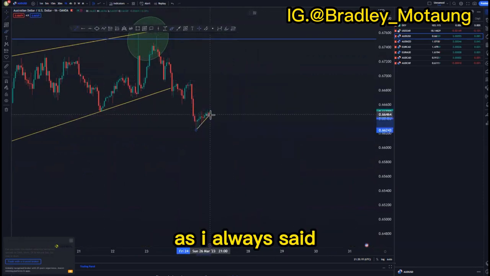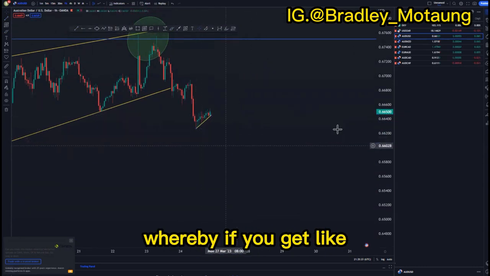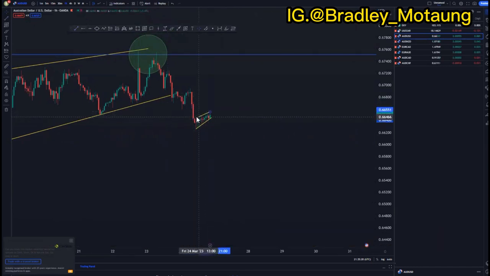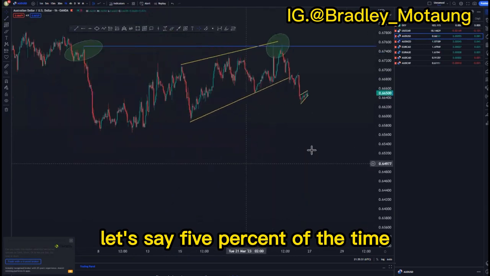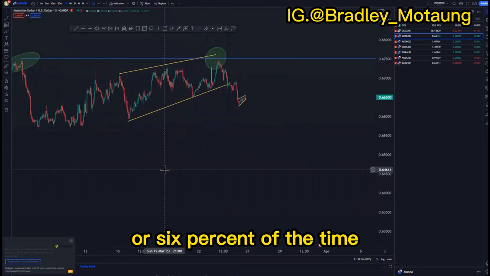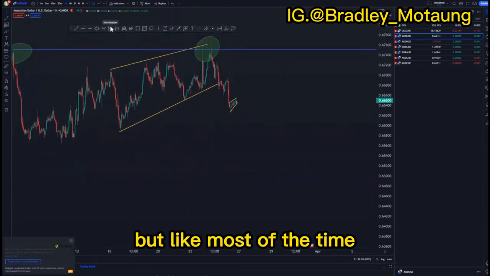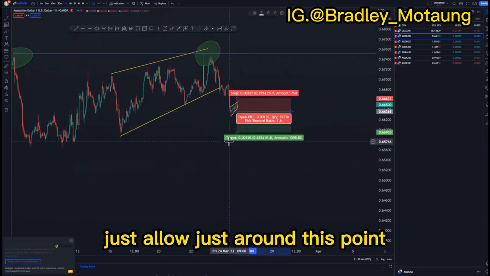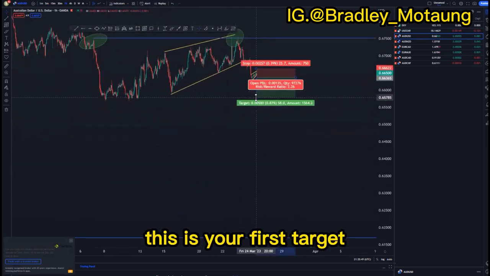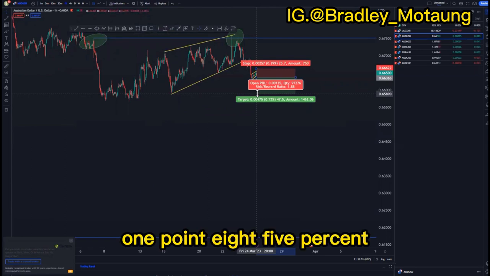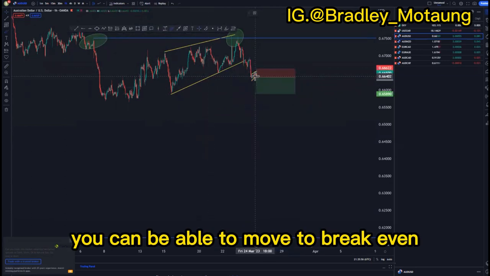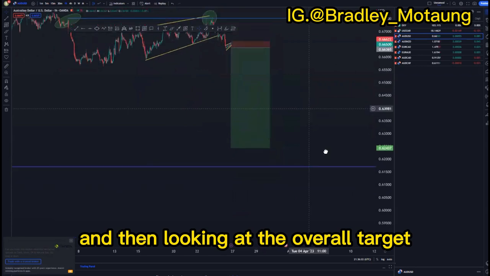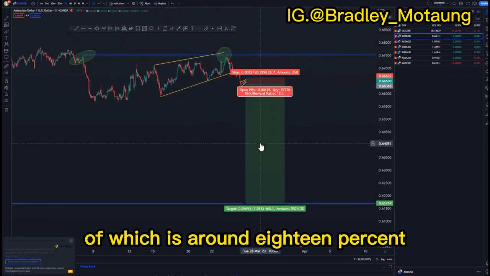And then the flat flag, as I always say, so this is a very steep flag whereby if you get this type of formation, it means that a larger flag is coming around this area here. Let's say 5% of the time, or 6% of the time, it works out nicely, but most of the time it doesn't work out. When it's like this, you take a sell just around this point, and then you're targeting this as your first target, the 90% all the time, 1.85%. So you can be able to manage this trade. You can move to break even when you reach the 1.85%. And then looking at the overall target, which is at around 18%.